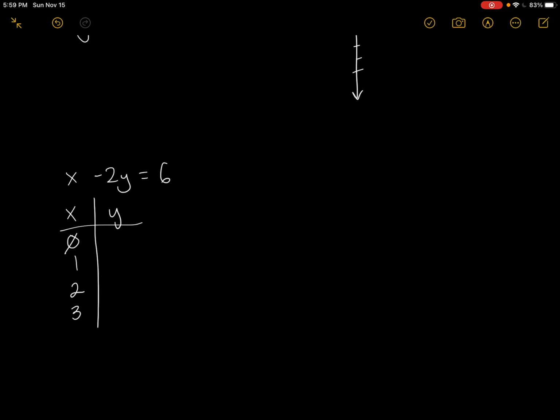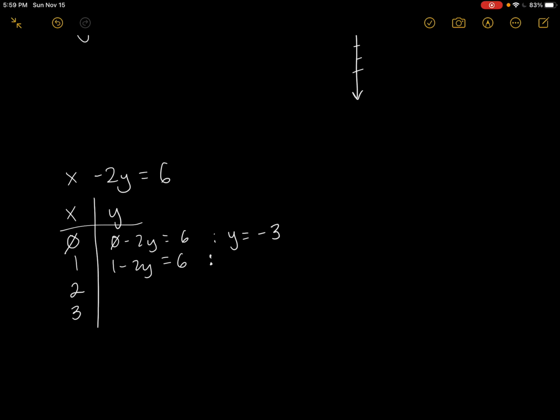Okay, so maybe I'm just going to get 4 points here. I said X is 0, 1, 2, 3. You can pick whatever numbers you want. So if X is 0, right, then we have 0 minus 2y equals 6. So then, therefore, y equals negative 3. Okay, 1 minus 2y equals 6.